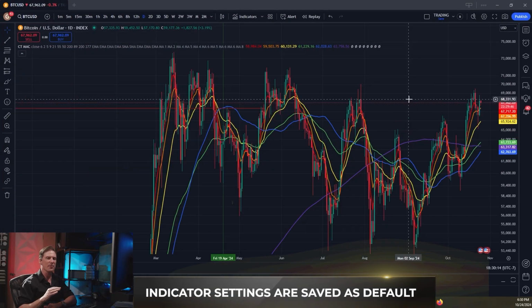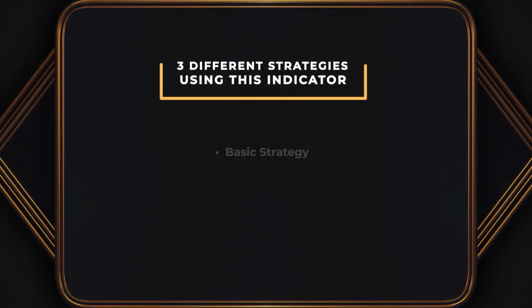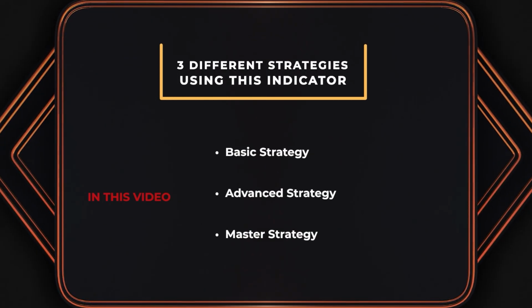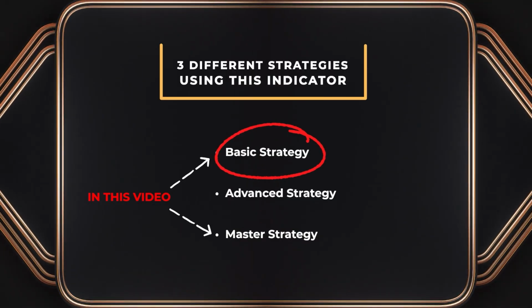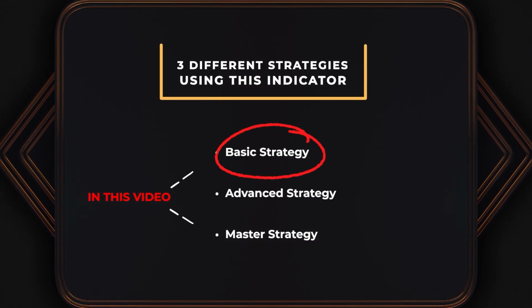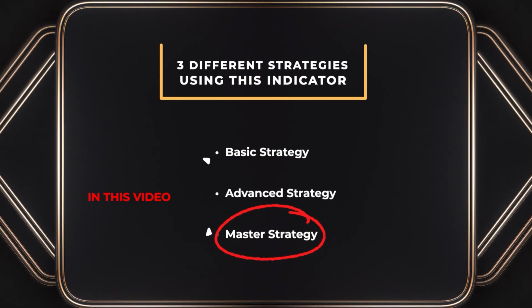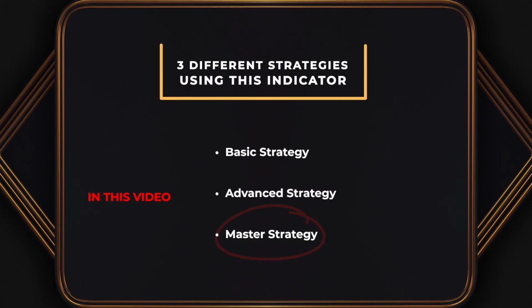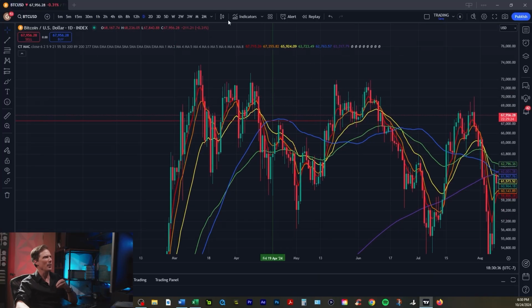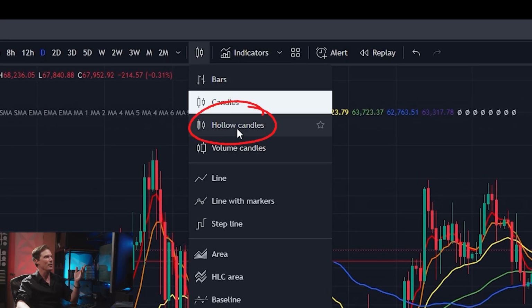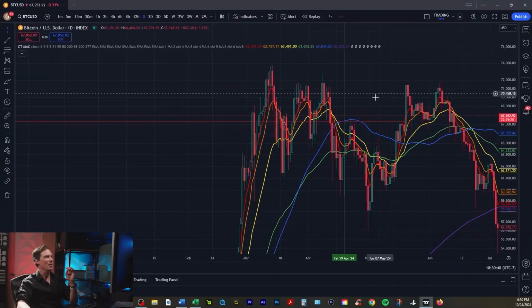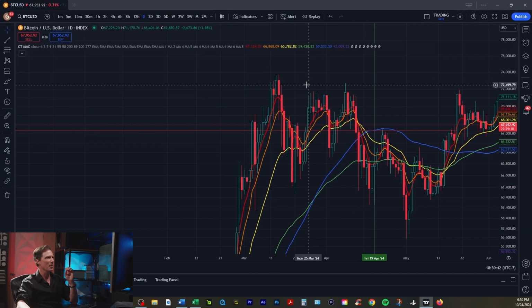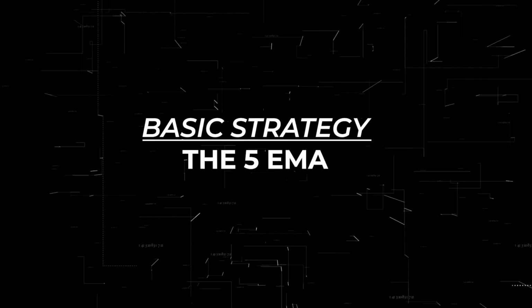Now that we have the settings all set up, I'm going to show you guys 3 different strategies of using this thing, and each one has a different level of intensity. The first one is a basic strategy, the second one is an advanced strategy, and the third one will be the master strategy. Before we do that, let's change our candles to hollow candles, just so it's a little bit easier to see what's going on the chart. Let's go into the basic strategy.